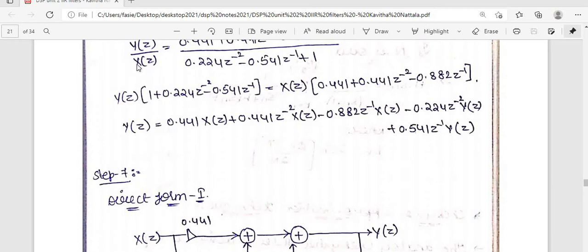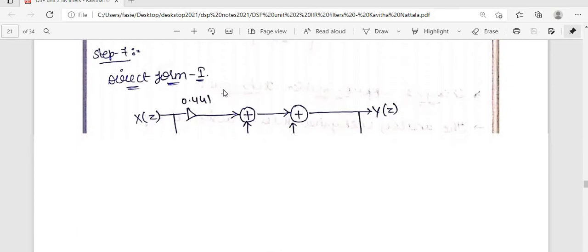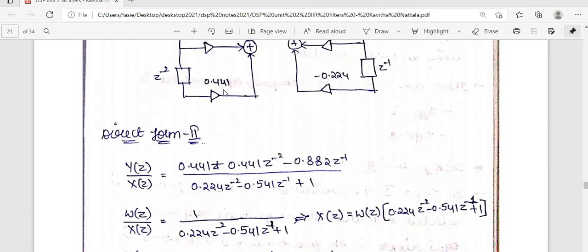Y of z by x of z we are writing as this term, 0.441. After simplifying, you do it. Already the steps are here, and the previous also I've told you. If you do that, the same thing, we can write the answer in this way as well.